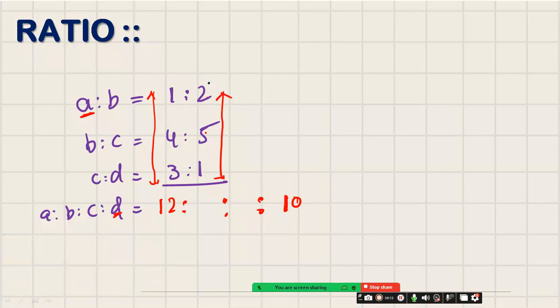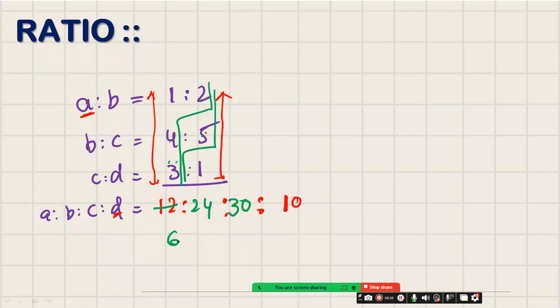If you want to find out the B value, multiply these numbers. So 2 4s are 8, 8 3s are 24, guys. If you want to find out the C value, multiply these three numbers. So 2 5s are 10, 10 3s are 30. Any cancellation? Yes, 2 will cancel out from all the numbers at a time.